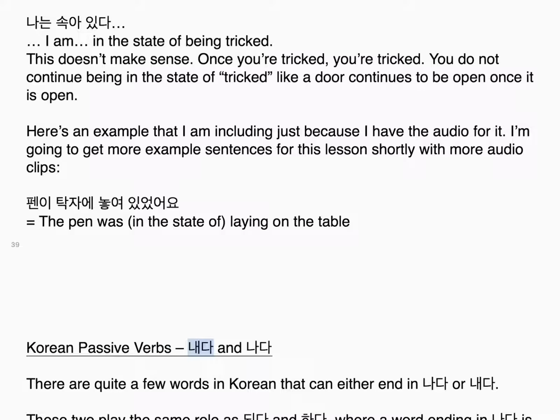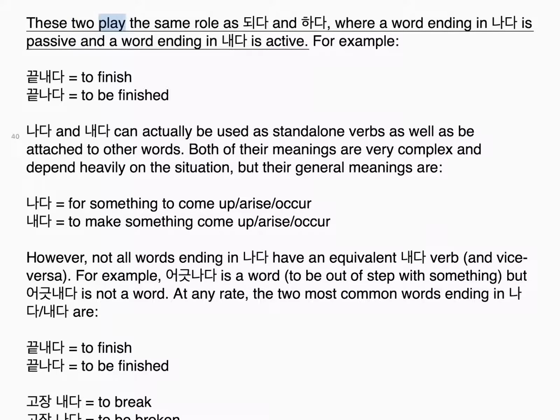Korean passive verbs 내다 and 나다. There are quite a few words in Korean that can either end in 나다 or 내다. These two play the same role as 되다 and 하다, where a word ending in 나다 is passive and a word ending in 내다 is active. For example, 끝내다, to finish, 끝나다, to be finished. 나다 and 내다 can actually be used as standalone verbs as well as be attached to other words.